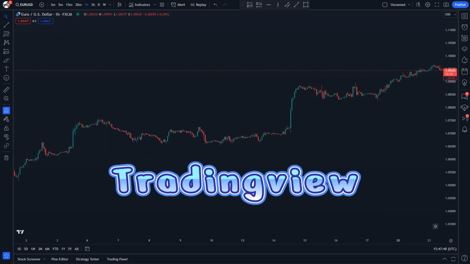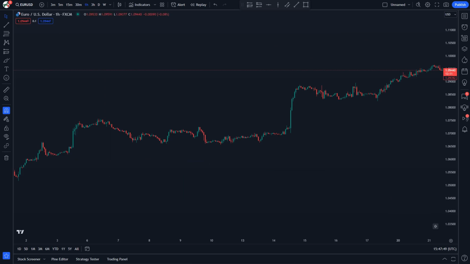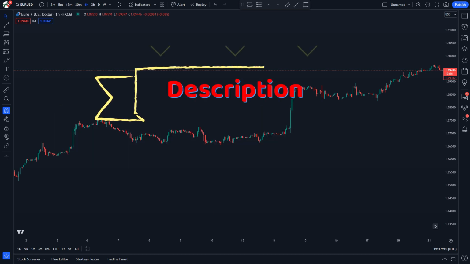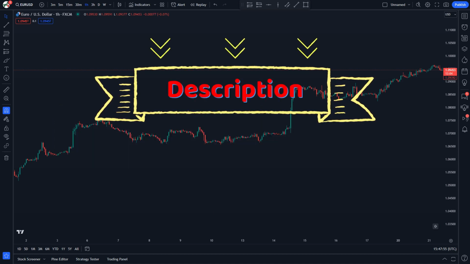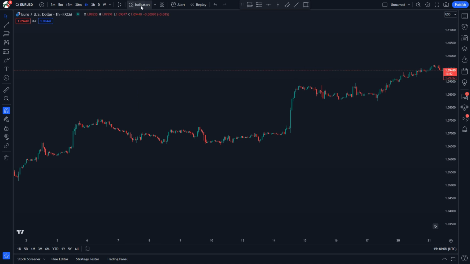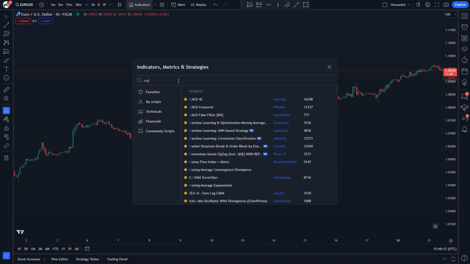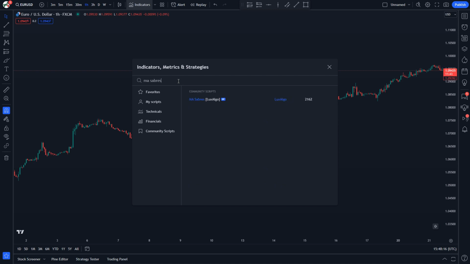First, go to Tradingview, choose a currency pair, for example EUR/USD, with a 1 hour time frame. If you need to sign up, the link for that will be in the video description. Next, open the indicator search tab and type in mfstrading. Select the one by Lux Algo.